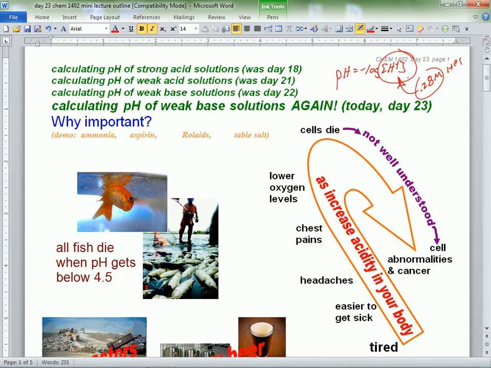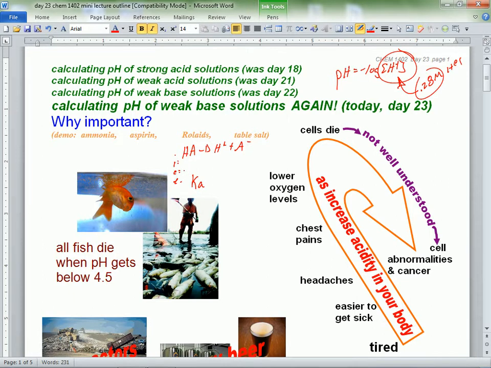And then we moved on to weak acids, Erica. How did we get the pH of weak acid solutions? How do we do that? We use the Ka. Yeah. Had to write a Ka reaction, right? HA goes to H plus A minus. Then everybody made a what table? An ice table, right? Okay.